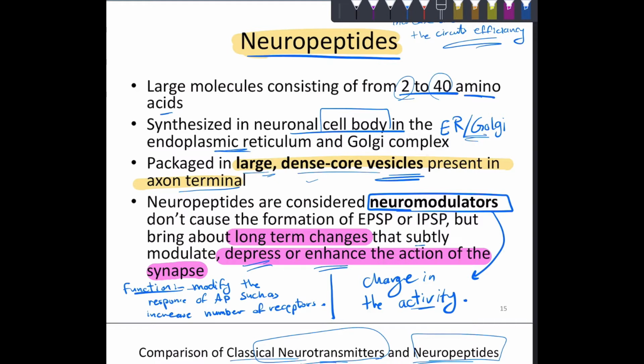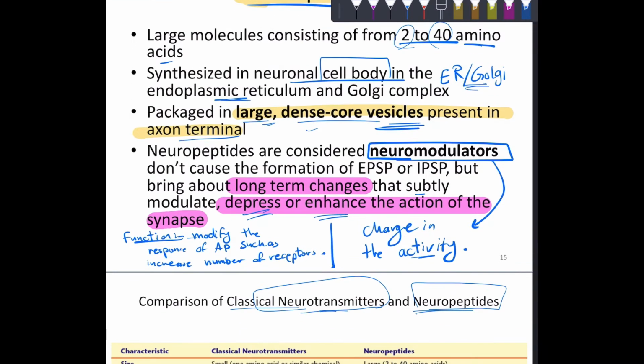طبعا السيل بودي حق النيورون تكون تصنيعها هناك. وين بالضبط؟ In the endoplasmic reticulum and the Golgi complex، ER و Golgi. Packaged يتم تغليفها large dense core vesicles present in the axon terminal. طبعا يتم تصنيعها بال ER and the Golgi in the cell body، بعدين يتنتقل إلين الأكسون terminal، تقعد هناك بالأكسون terminal. إيش وظيفة النيوروبيبتايدز؟ تعتبر نيورو موديوليترز.